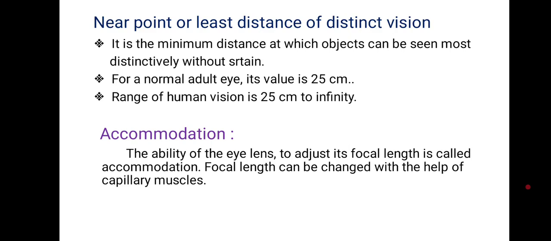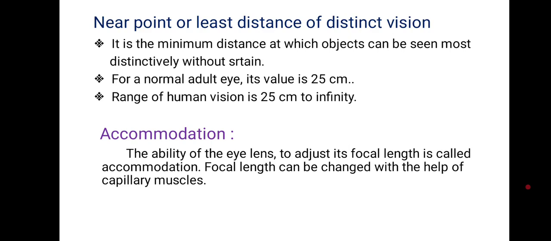As I already told you, if you hold the object 25 centimeters away from your eye, in front of your eye, then you can easily see without any strain to the eyes. And the range of human eye vision is 25 centimeters to infinity. From 25 centimeters to infinity, we can see the objects.